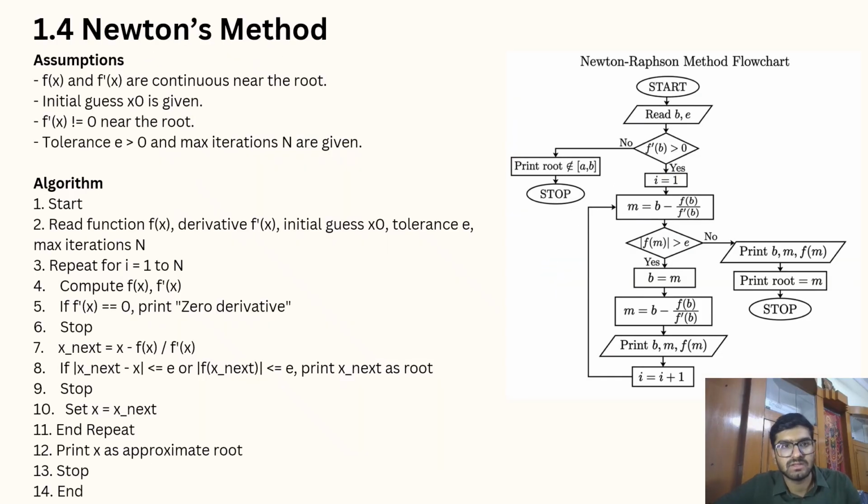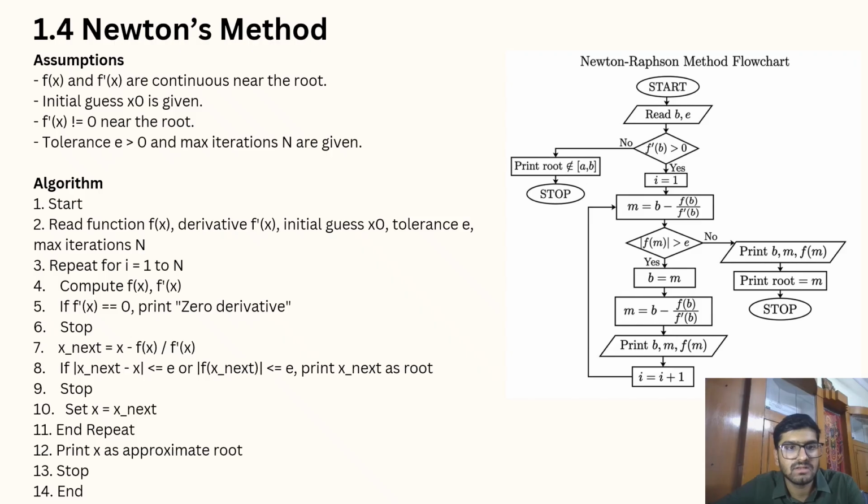Now the fourth method is Newton's method. In this the assumptions are that f of x and f dash x are continuous near the root. The initial guess x0 is given. The f dash x is not equal to 0 near the root. The tolerance E is greater than 0 and the maximum number of iterations is n.